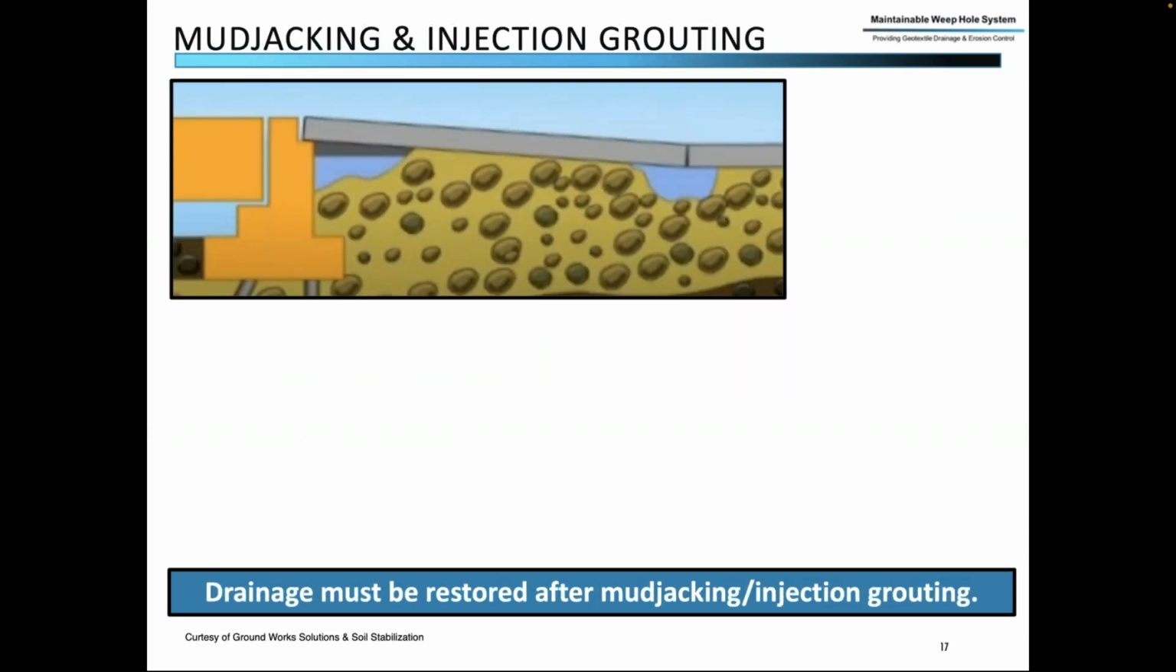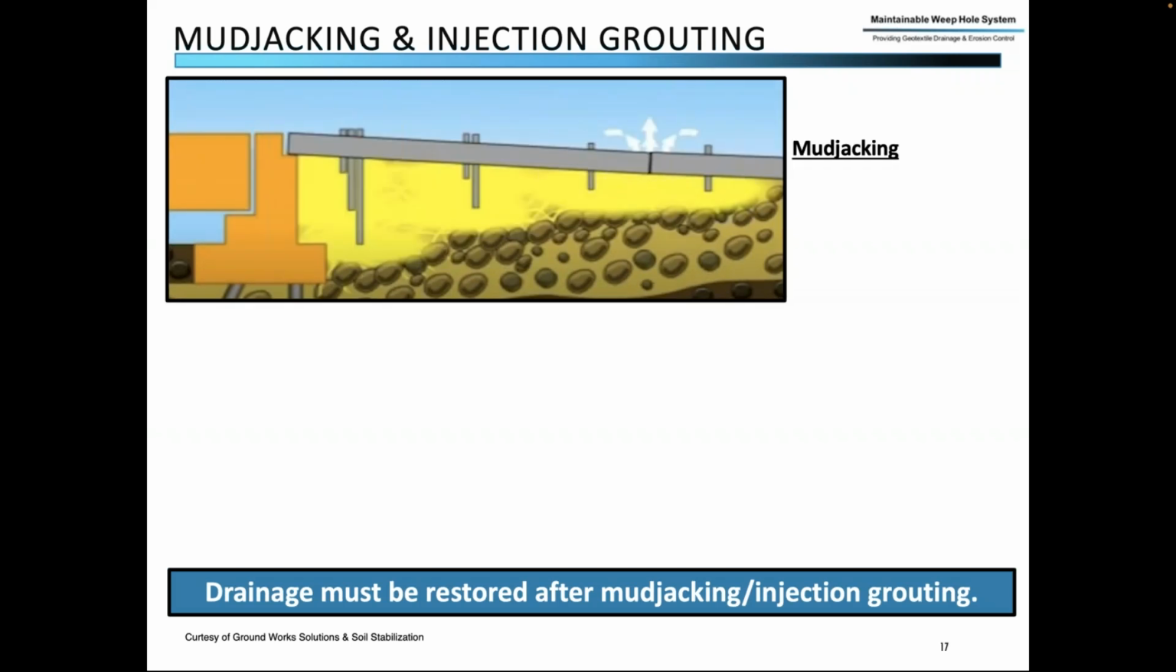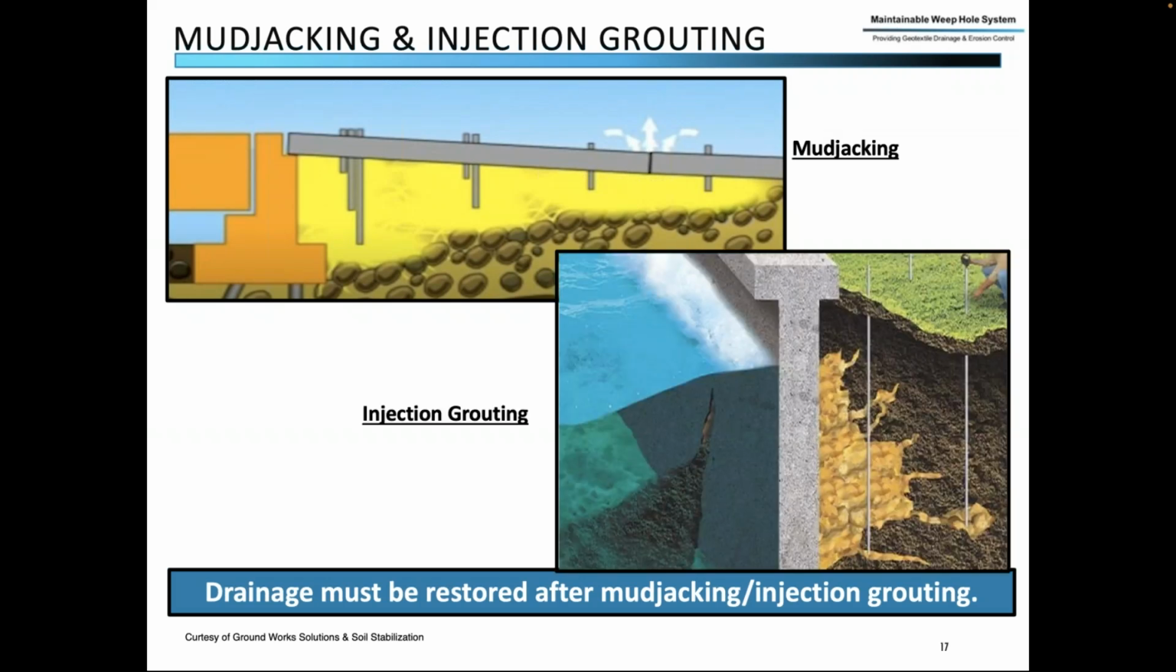A man-made issue with drainage systems is mud jacking, injection grouting. If you need to do any kind of work like this, this will foul up whatever drainage system was behind the wall. A seawall is an example of the same phenomenon. And all of these can be solved. It's a secondary consequence of trying to fix a primary problem.